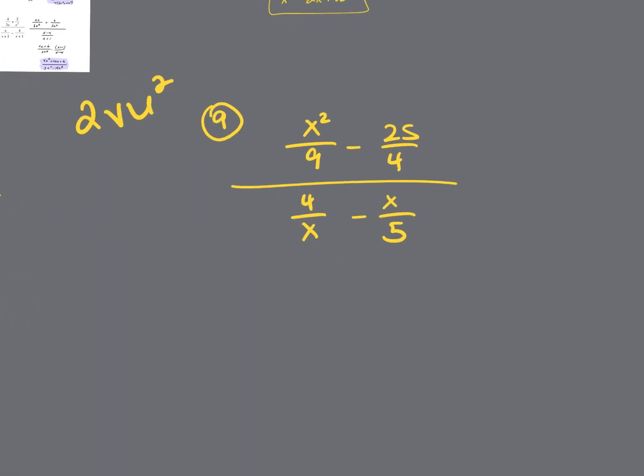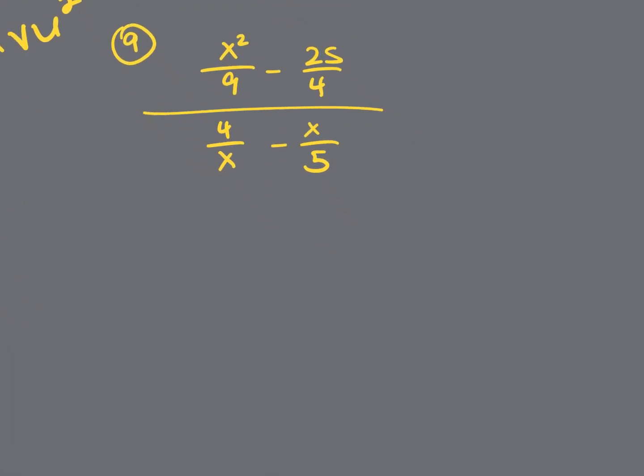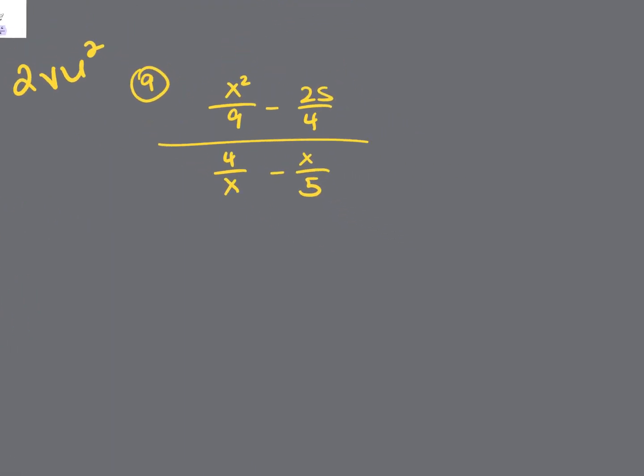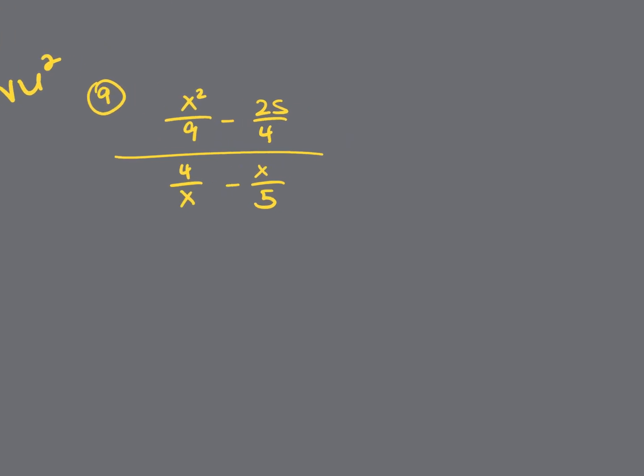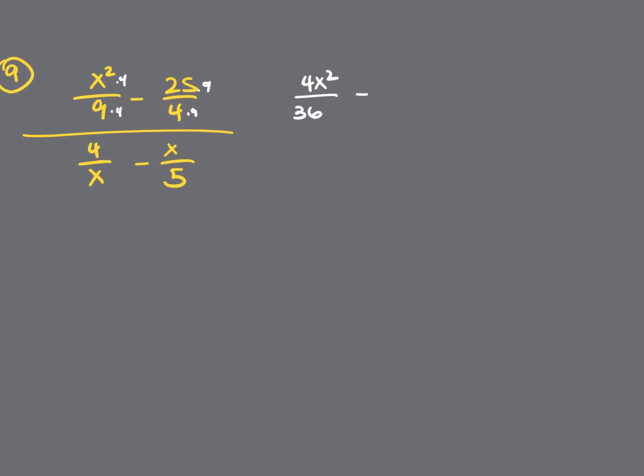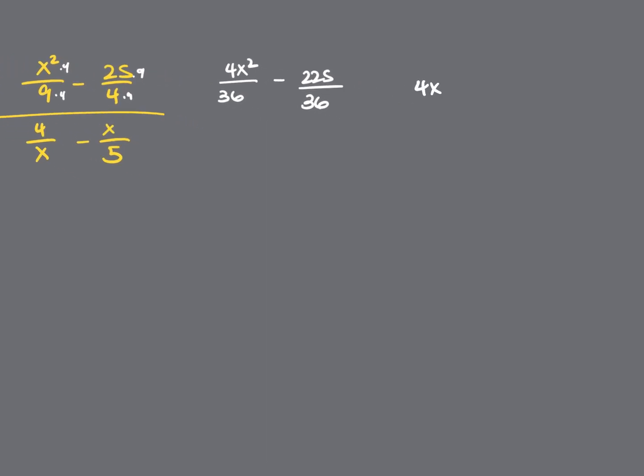Which way did you do it, Kevin? Separate? Yeah, so do the top and the bottom. Okay, so this was 36, right? In the top you made it 36. So 9 and 9 and 4 and 4. So 4x squared over 36 minus 225 over 36, which becomes 4x squared minus 225 over 36.